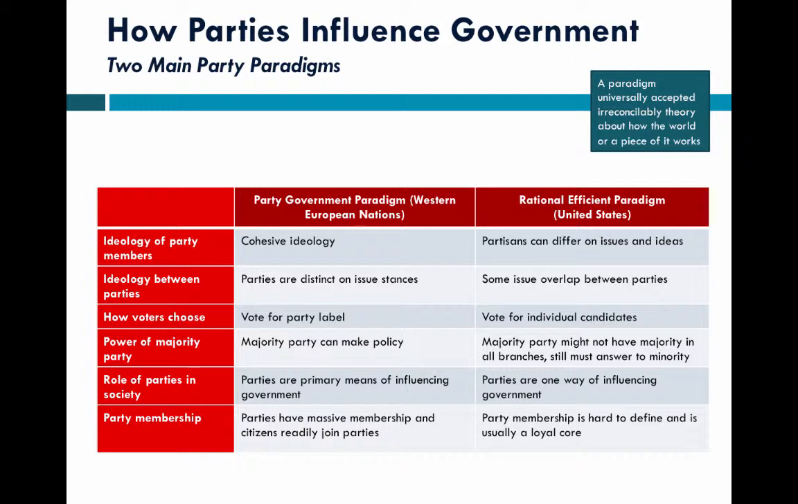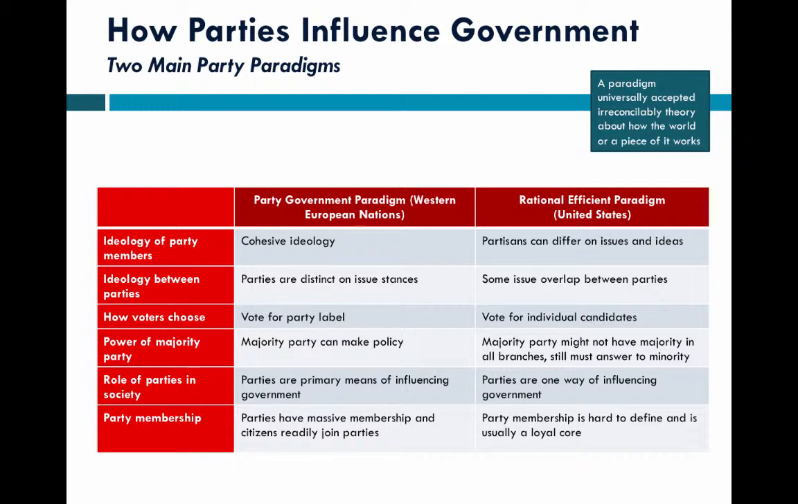Voters in the systems choose how to vote differently depending on what system they are in. So in a party government paradigm, you vote for the party label, whereas in a rational, efficient paradigm, you vote for individual candidates. The power of the majority party is much stronger in a party government paradigm, even though in the US the majority party might have a majority in all branches, it still has to answer to some degree to a minority, or at least to minority views.